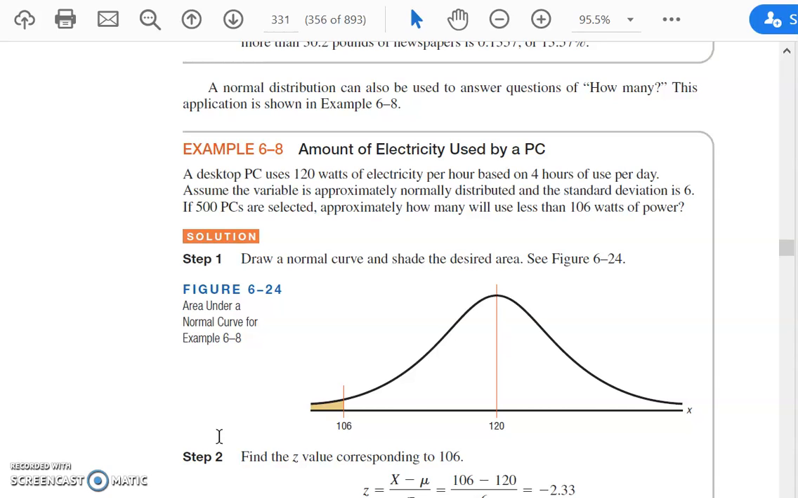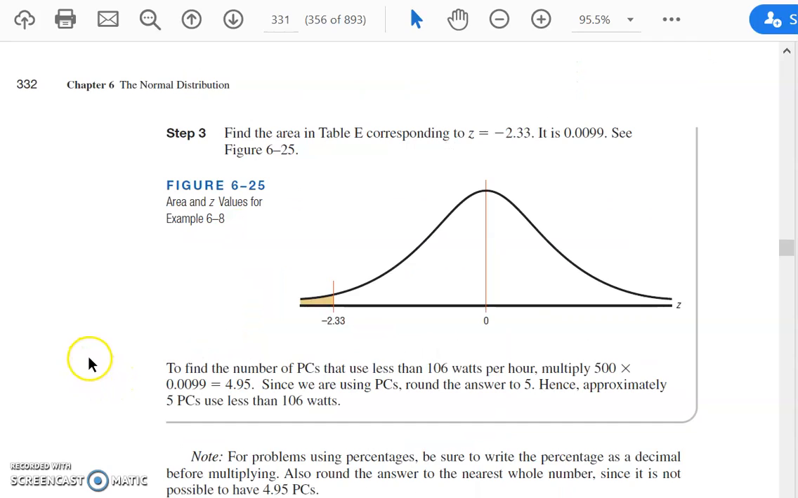Remember, I'm using this PDF version. It's edition number 9. The textbook is edition number 10. So some of you might have edition number 10. Edition number 10 has a different problem for 6.8, but it's exactly the same concept. The amount of electricity used by a PC. Okay, desktop PC uses a certain amount of watts, on average 120. Assume the variable is approximately normal. Standard deviation is 6. If you pick 500 PCs, approximately how many will use less than 106 watts of power?